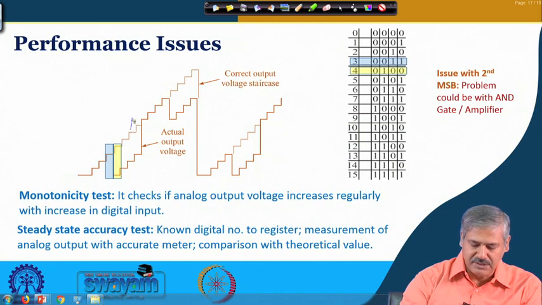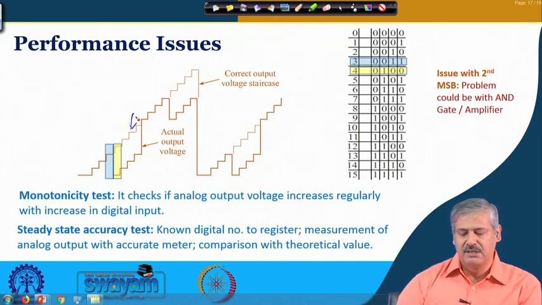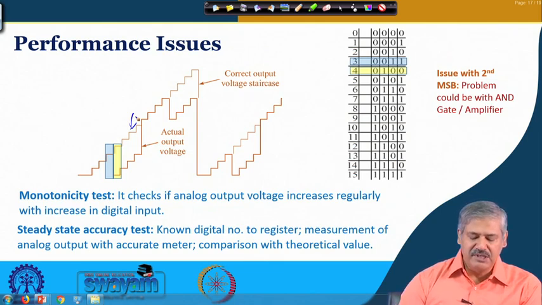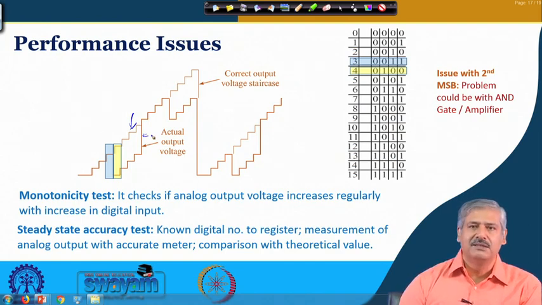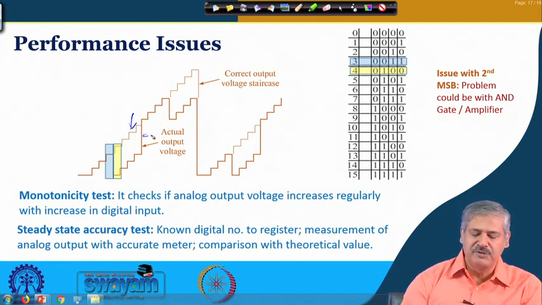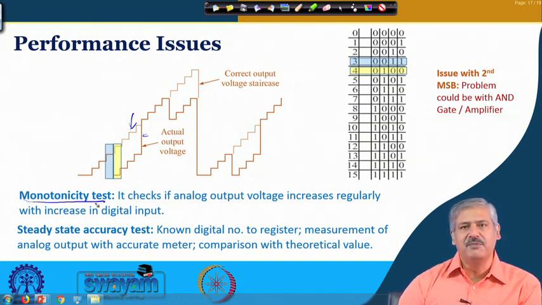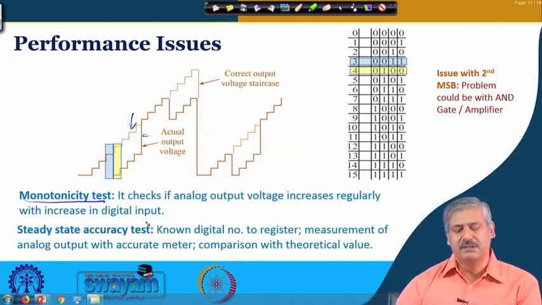This is what the correct output looks like. But if the actual output is something like this, what you see here in the bold line, then it can be observed using this monotonicity test. It means there is some issue, some problem somewhere. So this test will tell you. It checks whether the analog output voltage increases regularly with the increase in digital input.